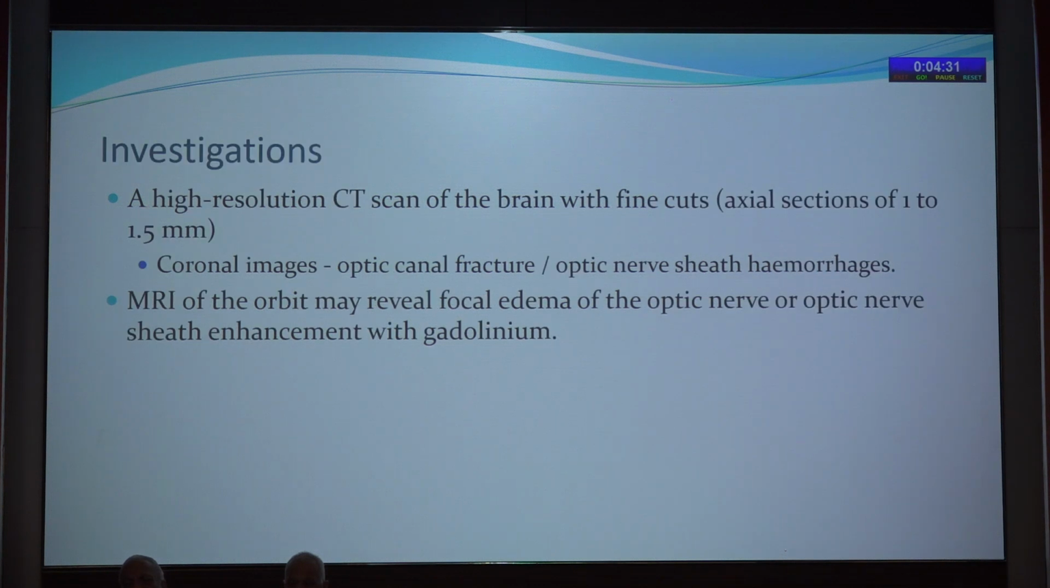Coming to investigation, like in any other setting of acute trauma, CT scan here is the investigation of choice, vis-a-vis other optic neuropathy cases where you want to do MRIs. It's important to do a CT scan with fine cuts and axial sections of around 1 to 1.5 mm to rule out optic canal fractures and optic nerve sheath hemorrhages. MRI of the orbit, if at all done, may reveal focal edema of the optic nerve or optic nerve sheath enhancement with gadolinium.